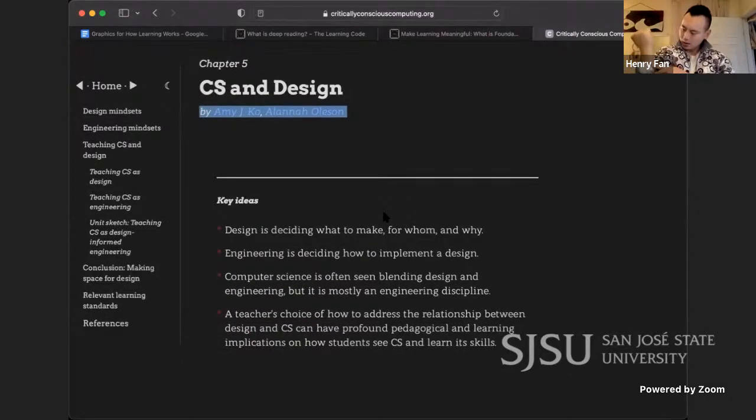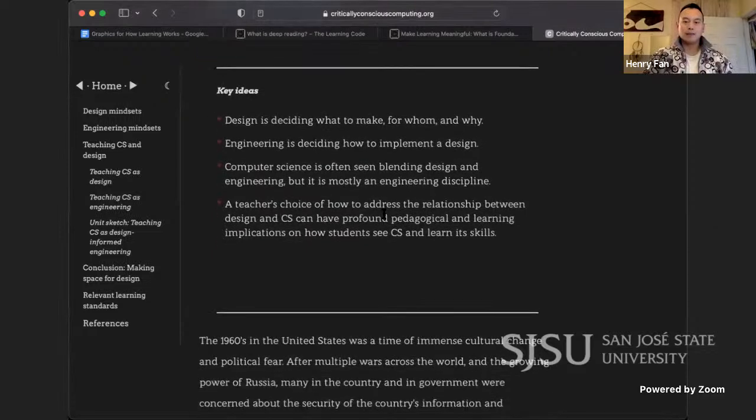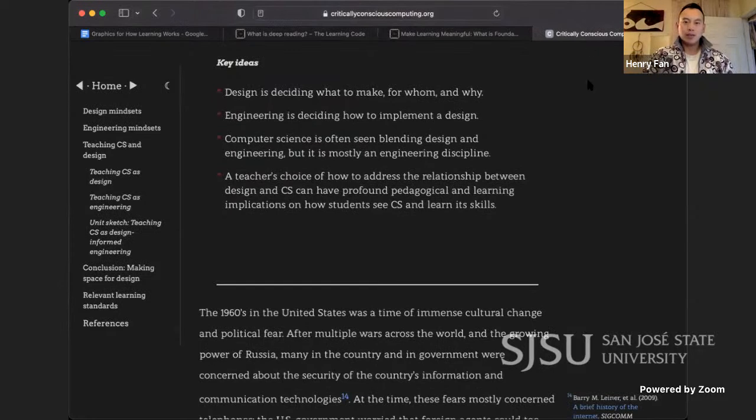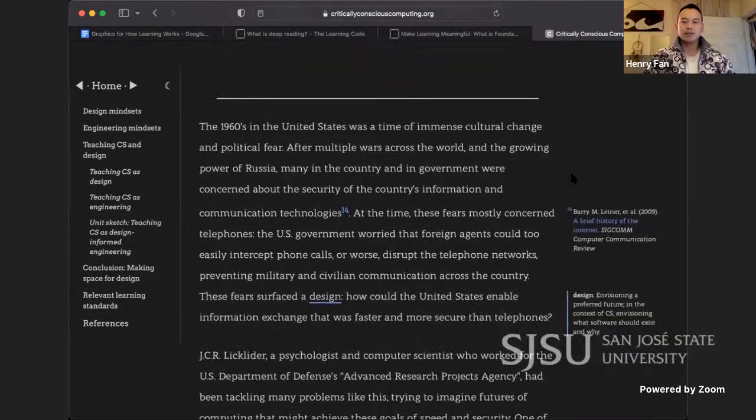Key ideas from this chapter are: design is deciding what to make, for whom, and why. Engineering is deciding how to implement a design. Computer science is often seen blending design and engineering, but it is mostly an engineering discipline. A teacher's choice of how to address the relationship between design and CS can have profound pedagogical and learning implications on how students see CS and learn its skills. Those are the key ideas in this chapter from the authors themselves.